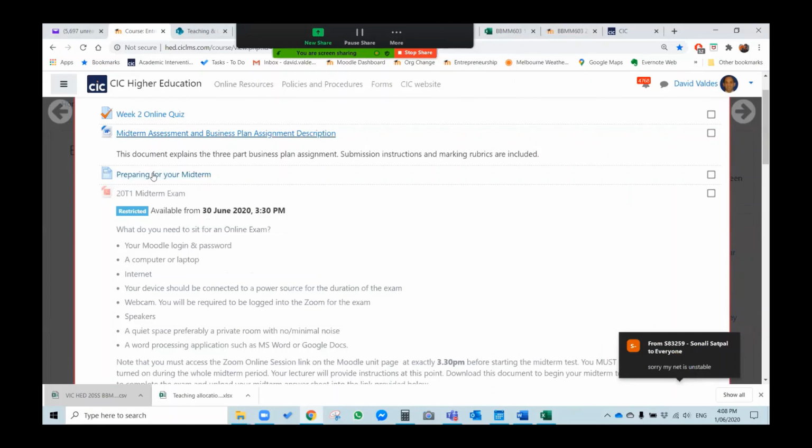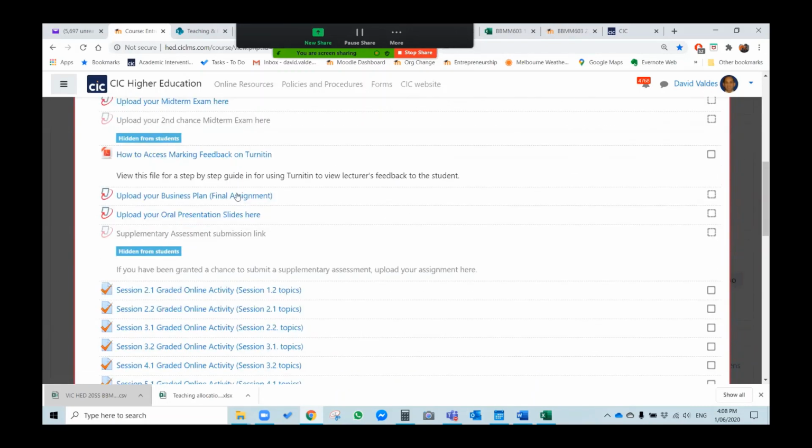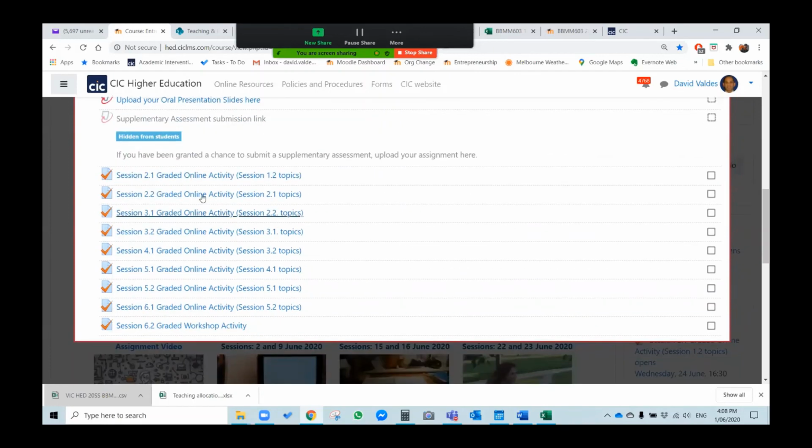Preparation for midterm. These are the documents that you can look at just to let you know how the midterm will go. The business plan oral presentation: you need to do your presentation slides and upload them here, and then your final business plan should be uploaded here as well. The in-class activities are found here. These are 2 marks each until the last workshop activity, which is 4 marks in total. Total of 20 marks for this entire series of in-class activities.